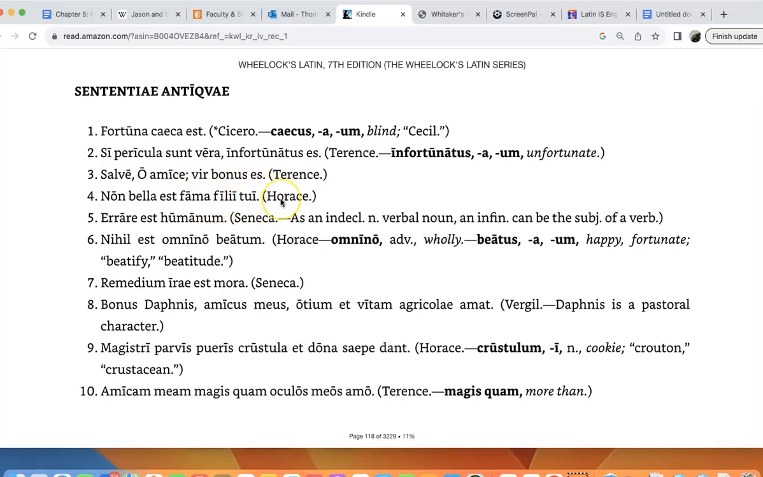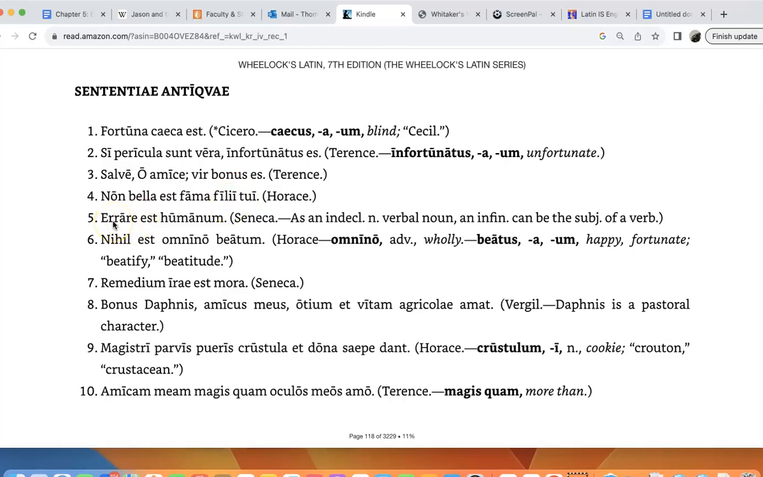So remember, this is the great Latin writer Horace. So we're going to have to think about how to write it and express it in English so it doesn't sound weird. Yeah, so there's our verb is, there's the adverb not. Bella, fama are both adjectives, and then we have the genitive object here.